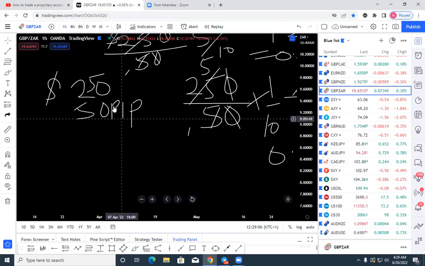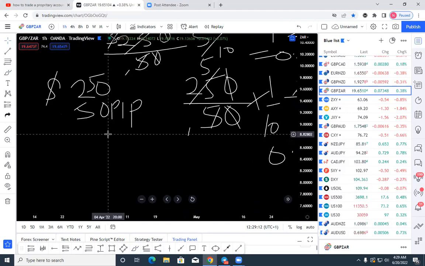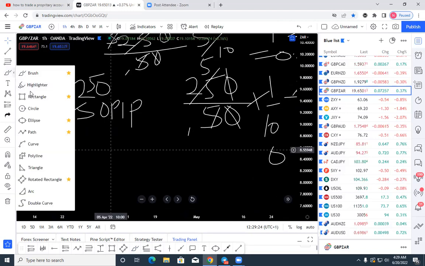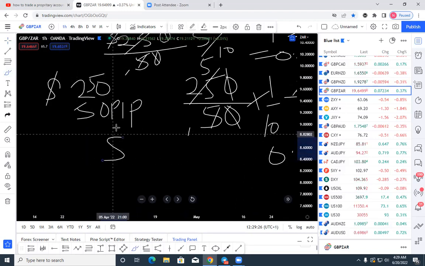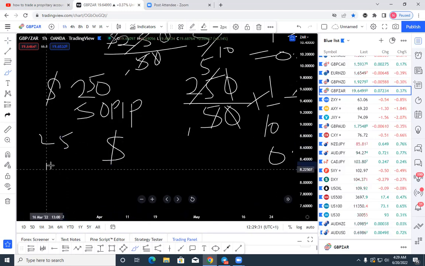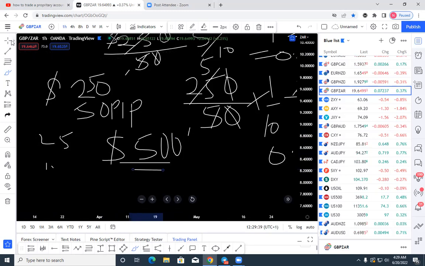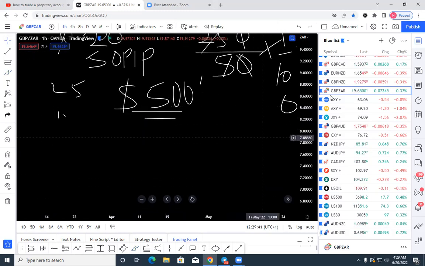And I'm telling you, if you lose this trade with 0.5 lot, you have lost $250 US. Do you understand? At the same time, if you make a profit of 100 pips on this trade, guys, you have made a profit of $500 US, because 50 pips is $250. Then 100 pips will be $500 US.